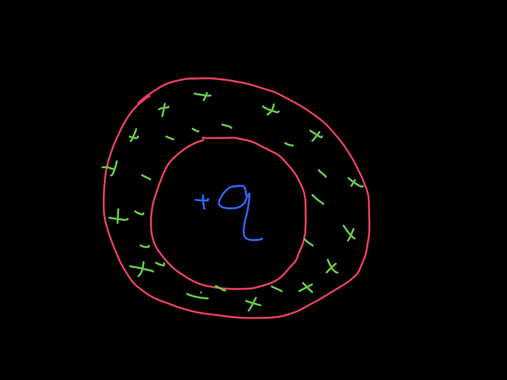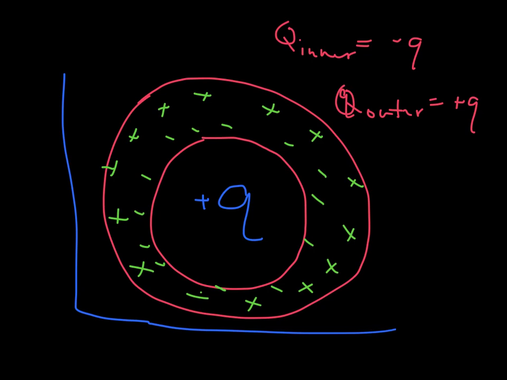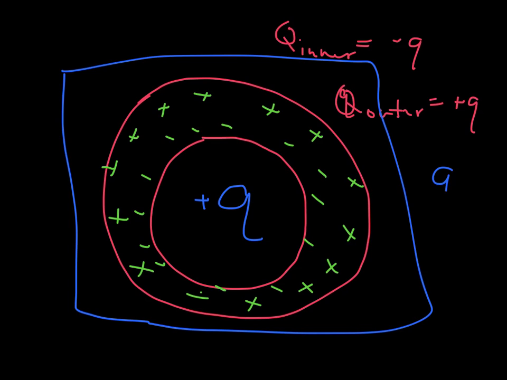So if we said Q inner surface, well, this would just be equal to minus Q, and Q outer surface equals plus Q, because that's the charge that left. The negative charge came to the middle to cancel out the electric field caused by this Q in the center, leaving the positive charge on the outside. So to an outside observer, someone way over here, all they see is a box with Q. It doesn't matter if it's a circle, it doesn't matter what exactly it looks like. Your inner surface will always have minus Q, your outer surface will always have plus Q.